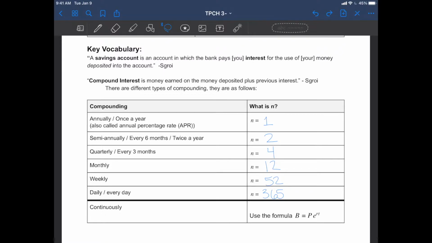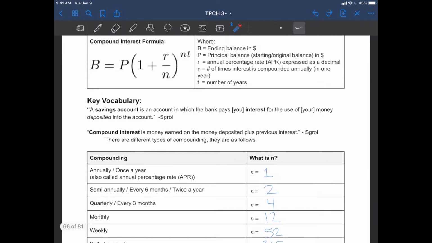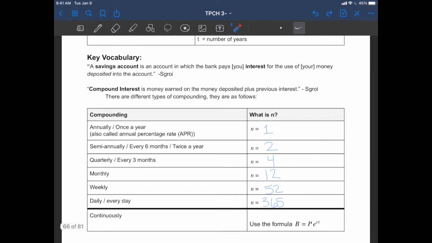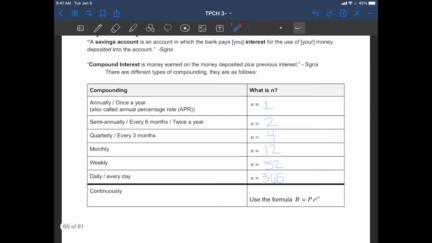And continuously means that it compounds infinitely many times, which is a really difficult concept to explain. But it goes by a completely different formula. See, here now we've got to use this e. So we don't use this formula up here when something is compounded continuously. We use a completely different formula and it follows that.